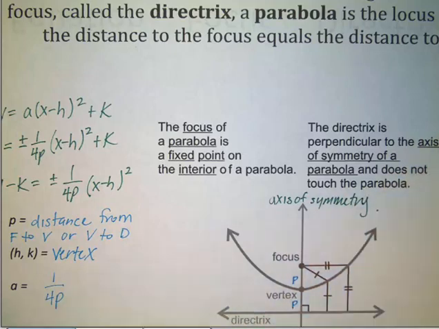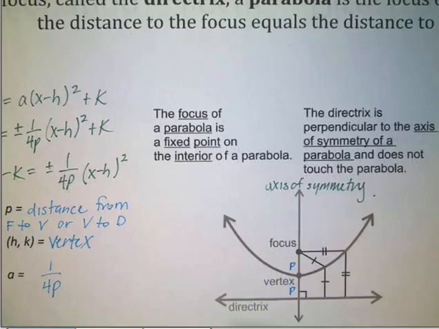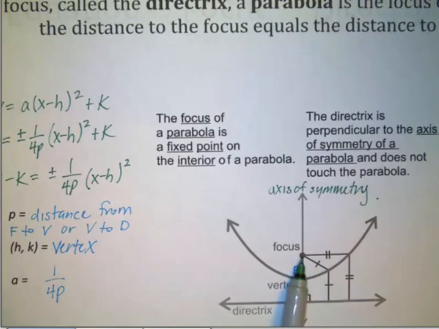So it's always perpendicular, so it makes that right angle down there, okay? It's perpendicular to the axis of symmetry, and it does not touch the parabola. That's very important, okay, because it's got to be that same distance away. Notice we have these other pieces. So the distance from the focus to any point on the parabola is the same distance from that point to the directrix, okay? All right.